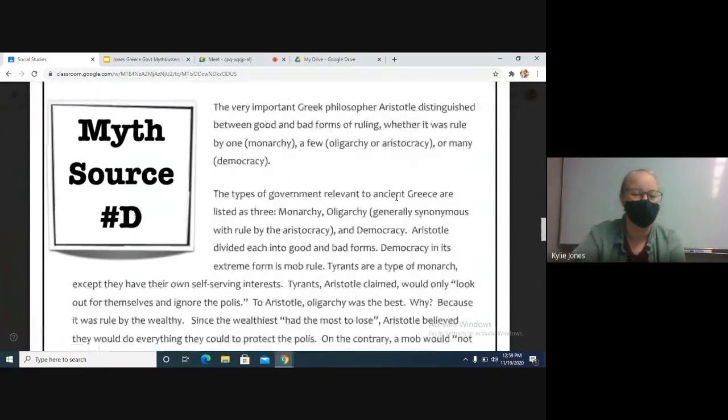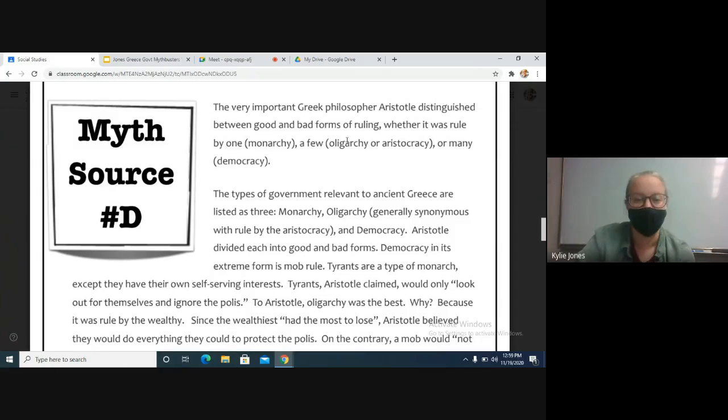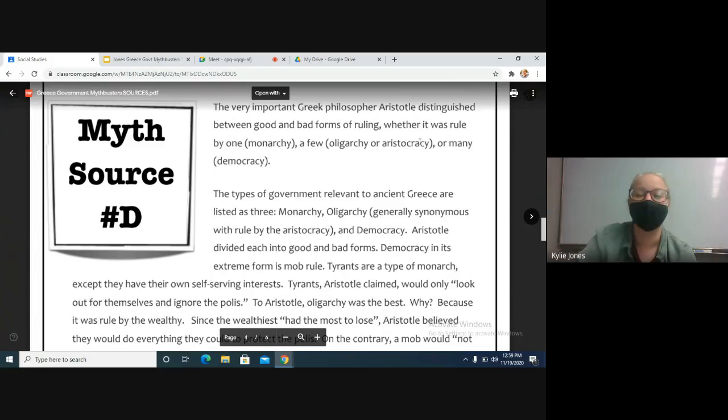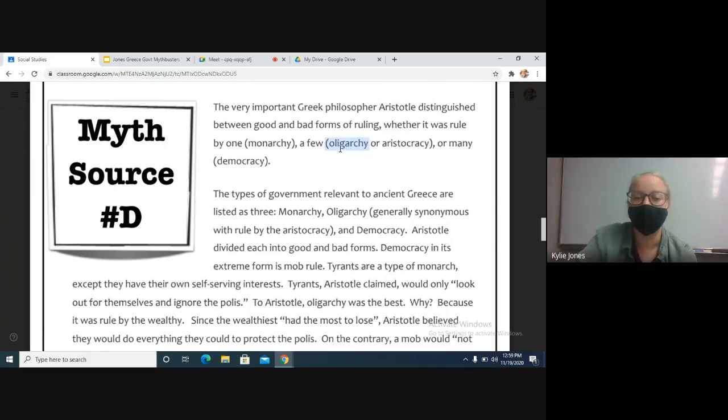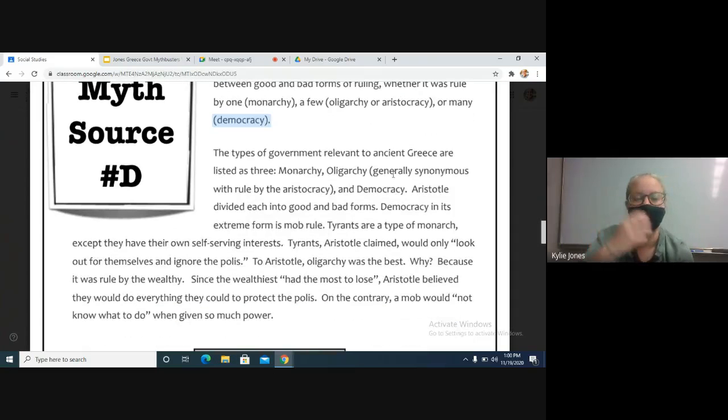Let's look at source D here. This one is about Aristotle, which we just read. So here we go. The very important Greek philosopher, Aristotle, distinguished between good and bad forms of ruling or government, whether it was a rule by one, which is a monarchy like a king or a queen, a few people, an oligarchy or an aristocracy. So an oligarchy means that there's 4 or 5 people that are in charge. Same with aristocracy. I hate that word. Or many people, a democracy, which is where the people choose who they want to be in charge of them.